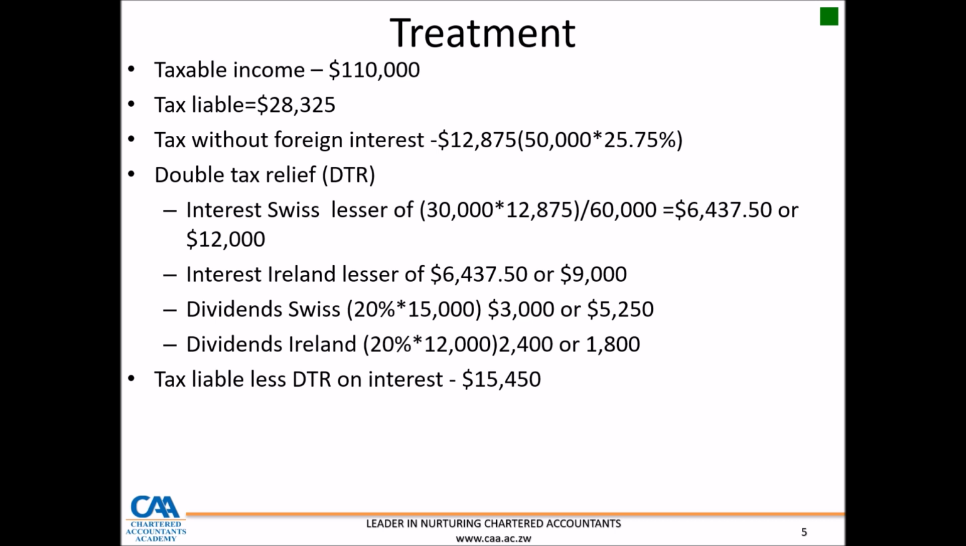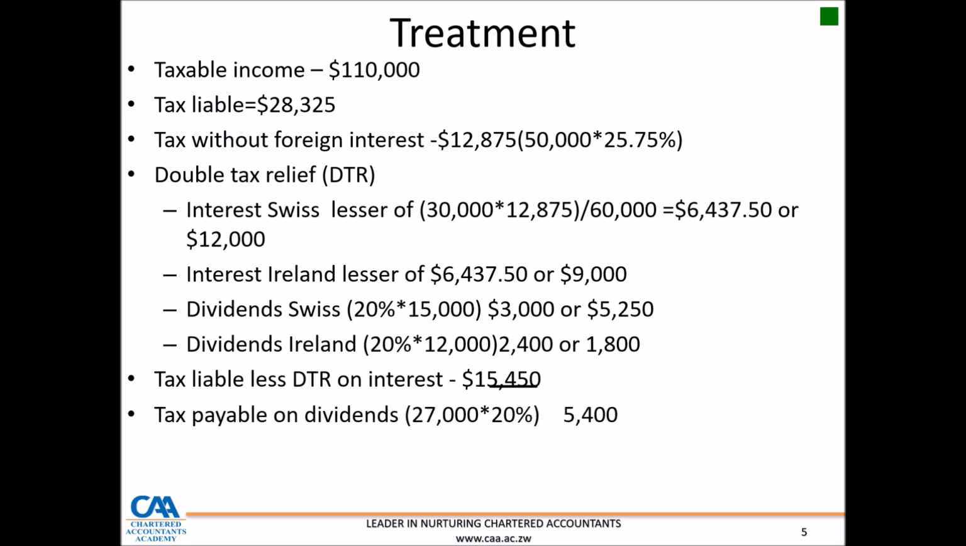So how do you now work out the tax payable in total? What is the tax liability right now? It's 28,225. From that, we less the double tax relief as far as interest is concerned, which is a total of 12,875, giving us a tax liable at this stage of 15,450.